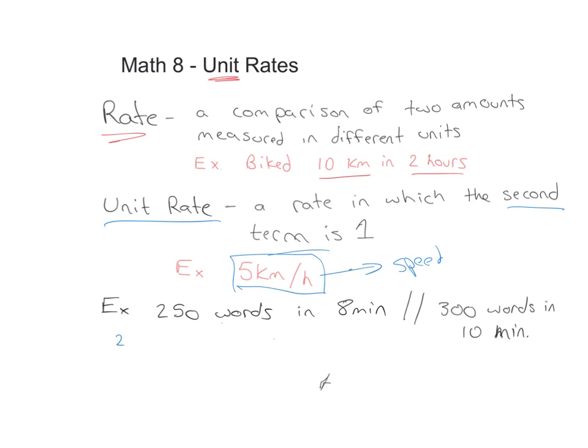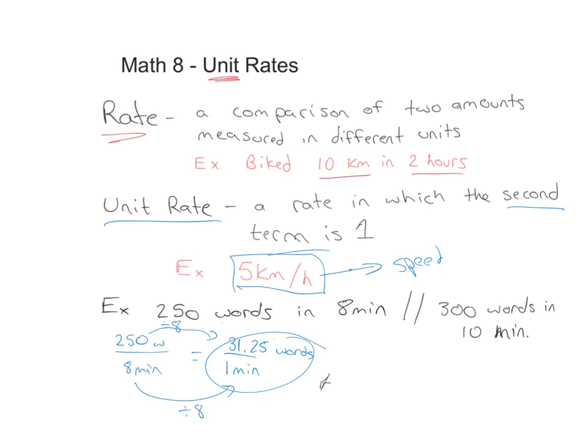So let's do this. I can do 250 words, I can just put a W for words, in 8 minutes. The question is, how much would I do in 1 minute? That would be my unit rate. Well, how do I get from 8 minutes to 1 minute? You can see pretty simply, I just divide by 8. Now, to keep this equivalent, I must divide the top by 8. So if I type 250 divided by 8 into my calculator, I get 31.25. So I would type just a little bit more than 31 words in 1 minute. So this would be my unit rate.